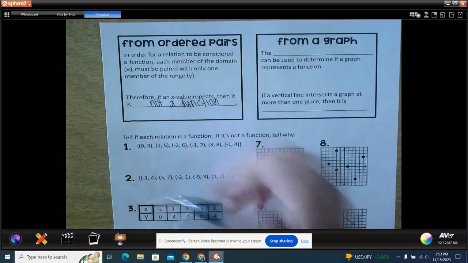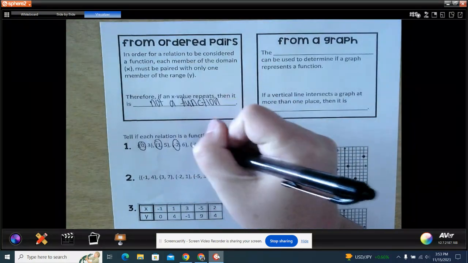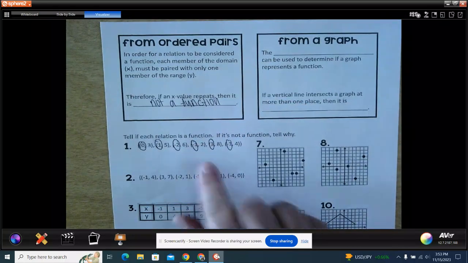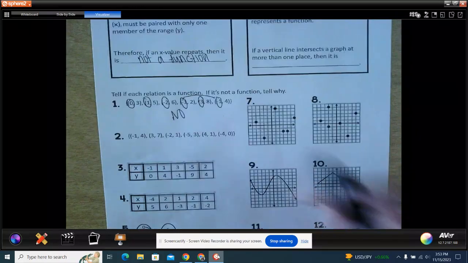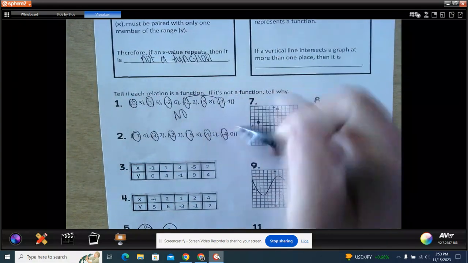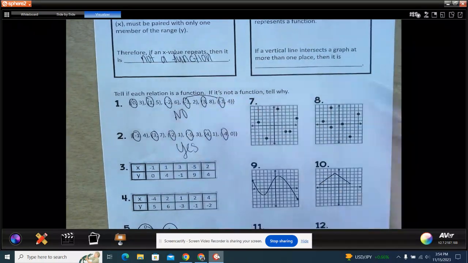So for number one, I'm going to find all of the X values in my ordered pairs. And if any of them repeats, it is not a function. So it both shares -1. So this is not a function. Number two, I'm going to again find my X points. Since they are all different, it is a function.